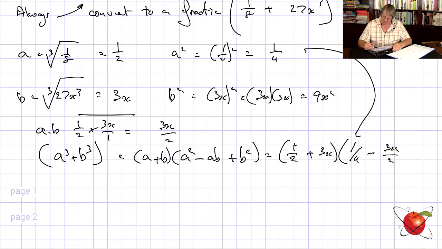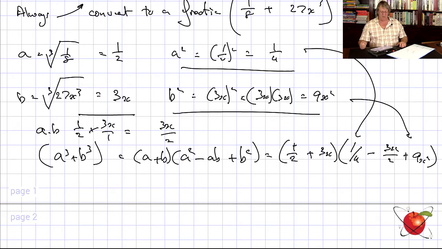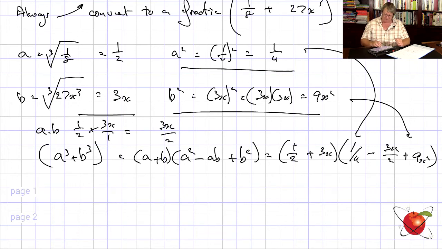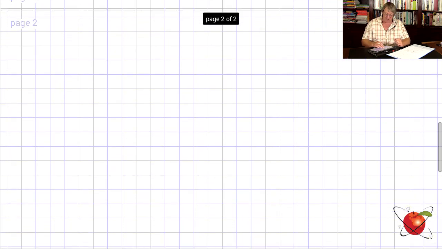3x over 2, okay? And lastly, plus 9x squared, which is that one, right? This is why I like doing this table. I put on a, I put on b, I put on a squared, I put on b squared, and I put on ab, and then I put them all into the formula. I can do a lot of simplifying work out of the way, not inside here, because as you'll see in some of them, the actual bracket work gets really, really horrendous.